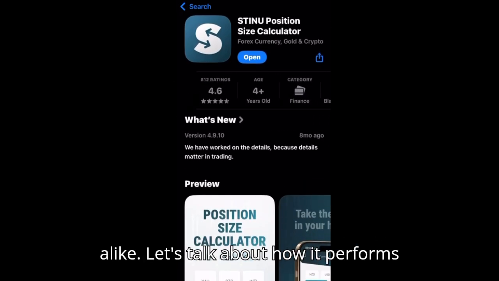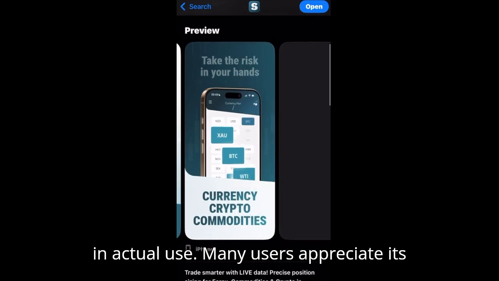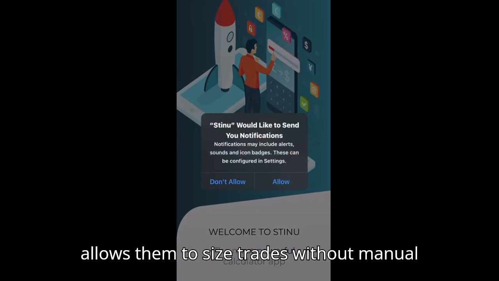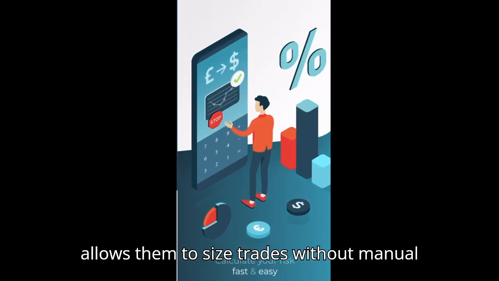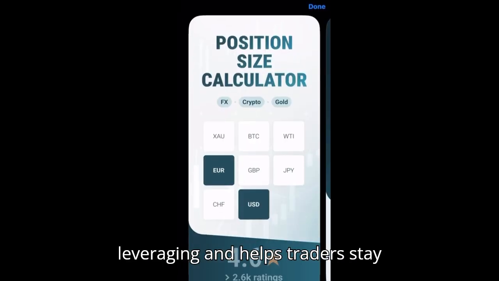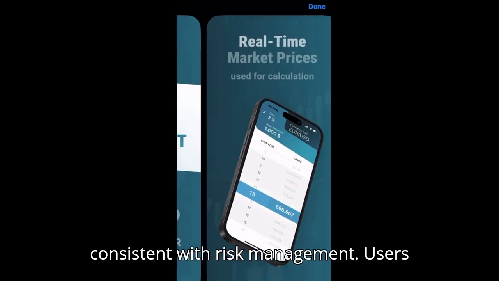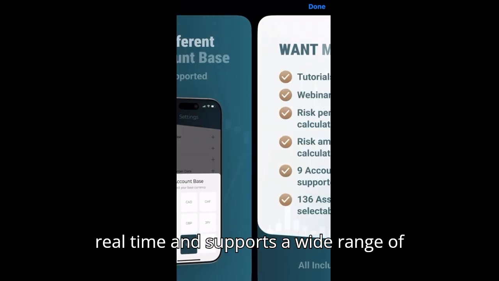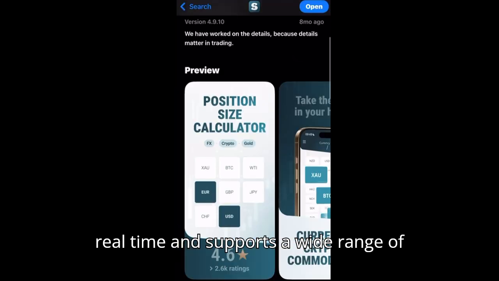Let's talk about how it performs in actual use. Many users appreciate its accuracy, simplicity, and how quickly it allows them to size trades without manual math. It reduces the chances of over-leveraging and helps traders stay consistent with risk management. Users also like that the app updates values in real time and supports a wide range of trading platforms and brokers.